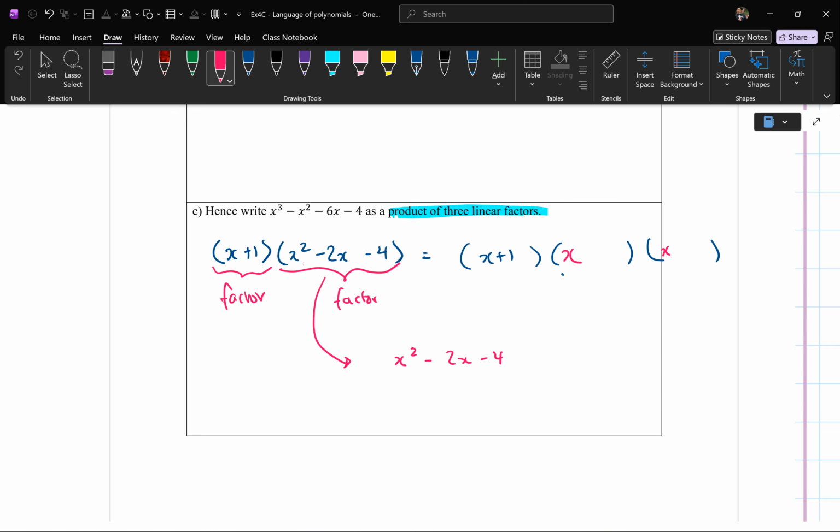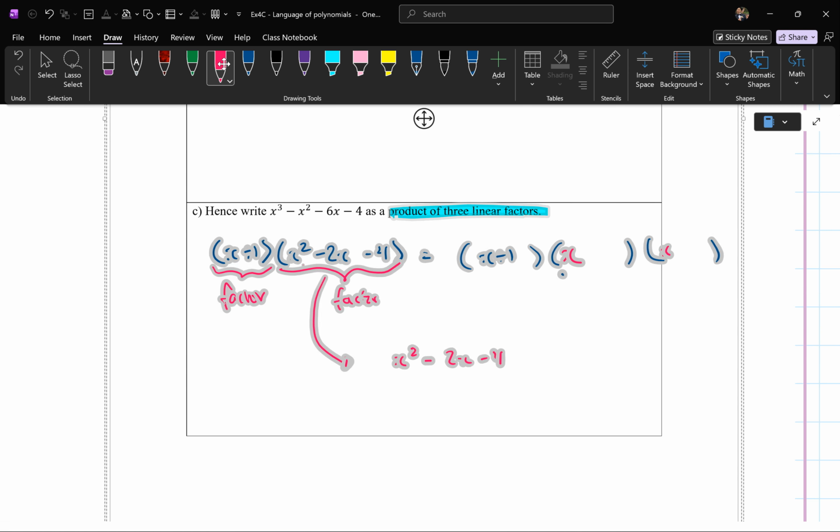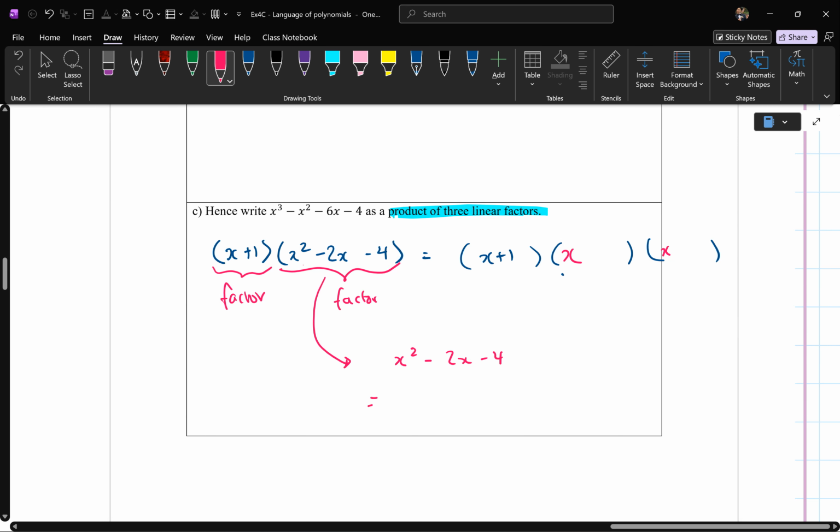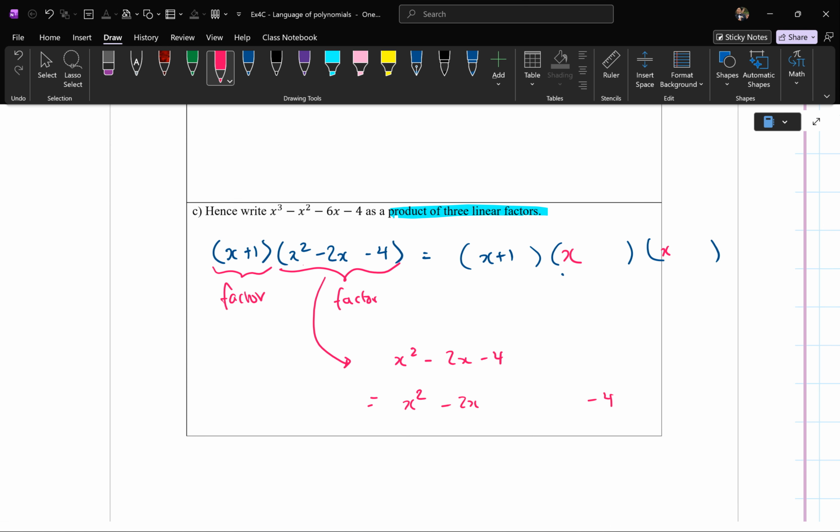Because they're asking for products of three linear, I wouldn't do quadratic formula because quadratic formula gives you the x-intercept, and then from the x-intercept, you have to rearrange everything to get the factor. I probably would have gone straight to complete the square. Okay? So here, I would have done, that's x squared. That's minus 2x. I've got a minus 4.